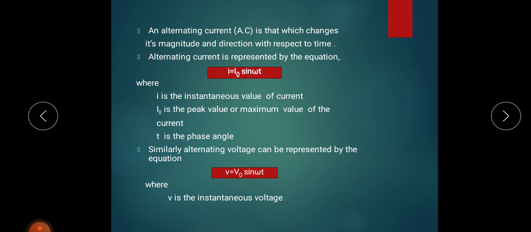Similarly, alternating voltage can be represented by the equation V is equal to V naught sin omega t, where small v is the instantaneous voltage and V naught is the peak value of the voltage. These are all the main equations indicating the alternating current, which are mainly used in the derivation part also.